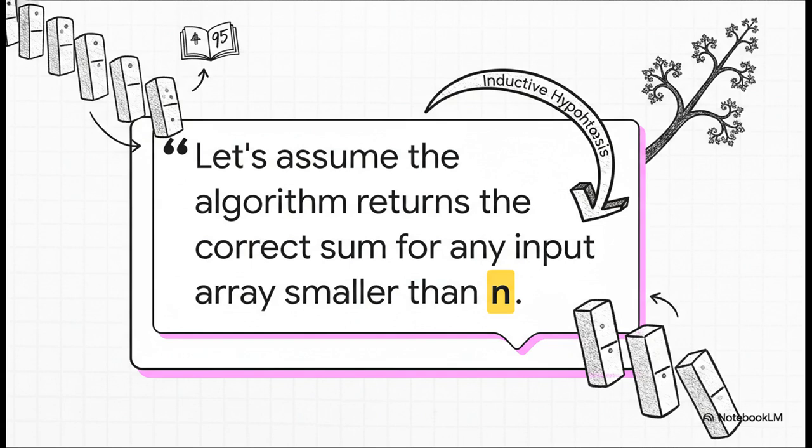It's called the inductive hypothesis, and it's the engine that drives the entire proof. It might feel a little bit like cheating, just assuming it works. But by assuming it's correct for all the smaller cases, we create this unstoppable logical domino effect that proves it works for every case, no matter how big.